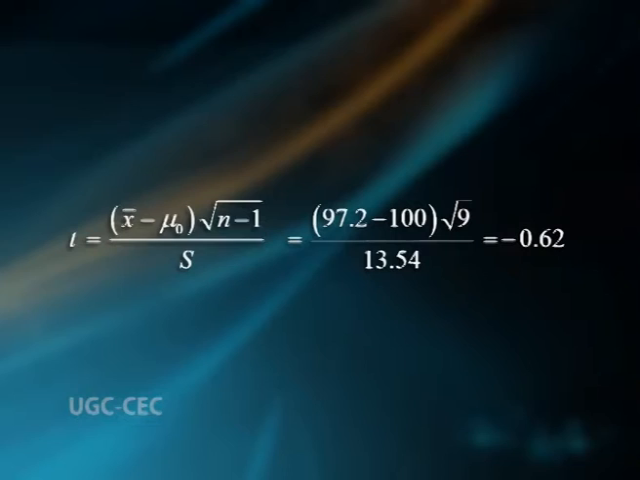The test statistic is t equal to (x bar minus mu naught) into square root of (n minus 1) divided by S, that is equal to (97.2 minus 100) into square root of 9 divided by 13.54, that is equal to minus 0.62. Consider 5% level of significance. Then the value of t alpha by 2 from the table of t distribution for 9 degrees of freedom is 2.262. Here modulus of t equal to 0.62, which is less than t alpha by 2. Then we accept H naught. That is, the data support the assumption that the mean IQ is 100.